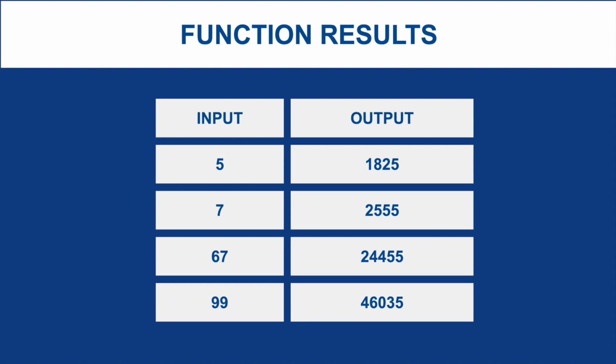So this is kind of what our function looks like so far. So we have an input and we have an output. With the input of 5, we have an output of 1825. With 7, 2,555. With 67, 24,455. You get the picture. There's an input, there's an output. This is a function that takes how many followers you have per day, multiplies it by 365, and then it gives you how many you will have after 1 year has elapsed.